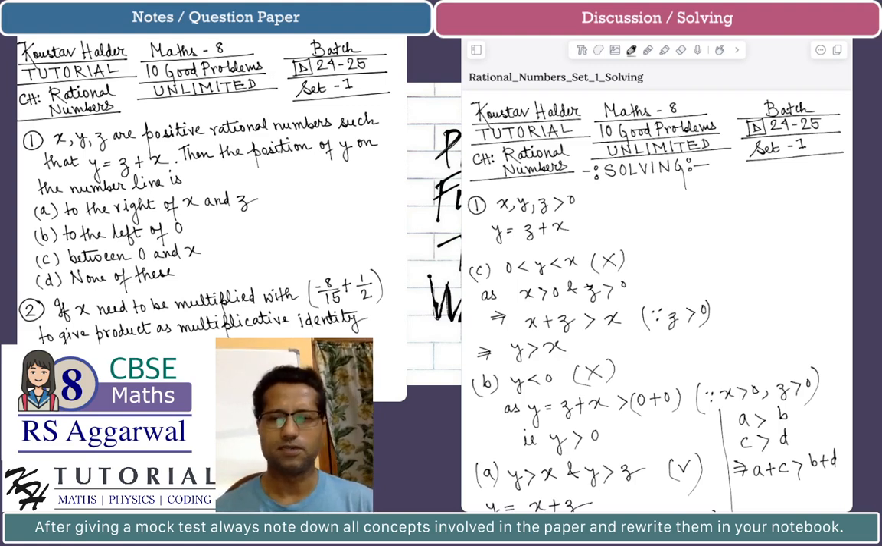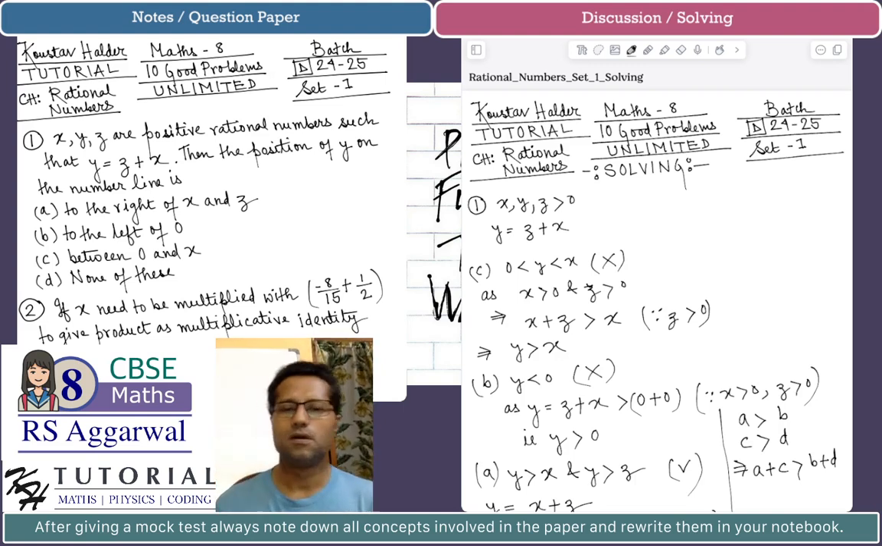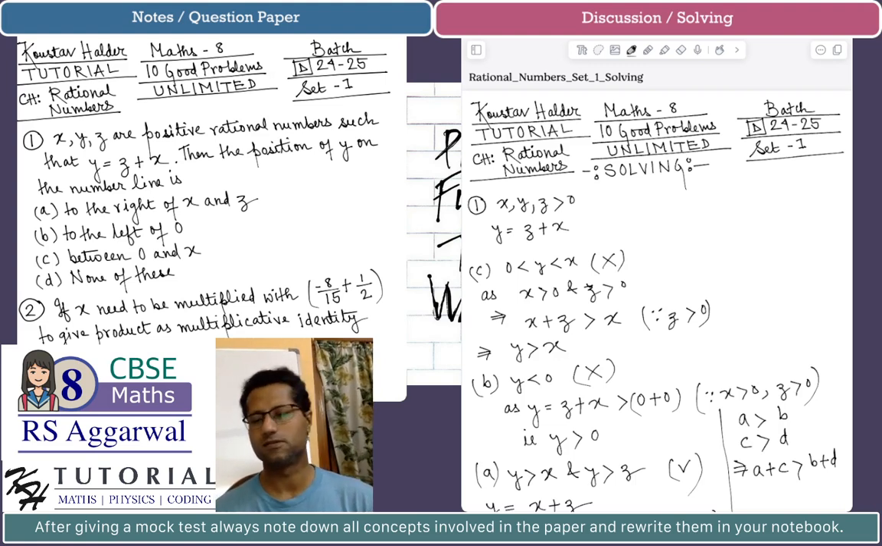I don't know what set I will come up with. Currently I am discussing the chapter squares and square roots in the playlist CBSE Maths 8. So once I complete that, maybe I will create a 10 good problem set number 1 for the chapter squares and square roots. That will be the next 10 good problems from that chapter, and after that I will create more sets on the chapter of rational numbers and exponents.